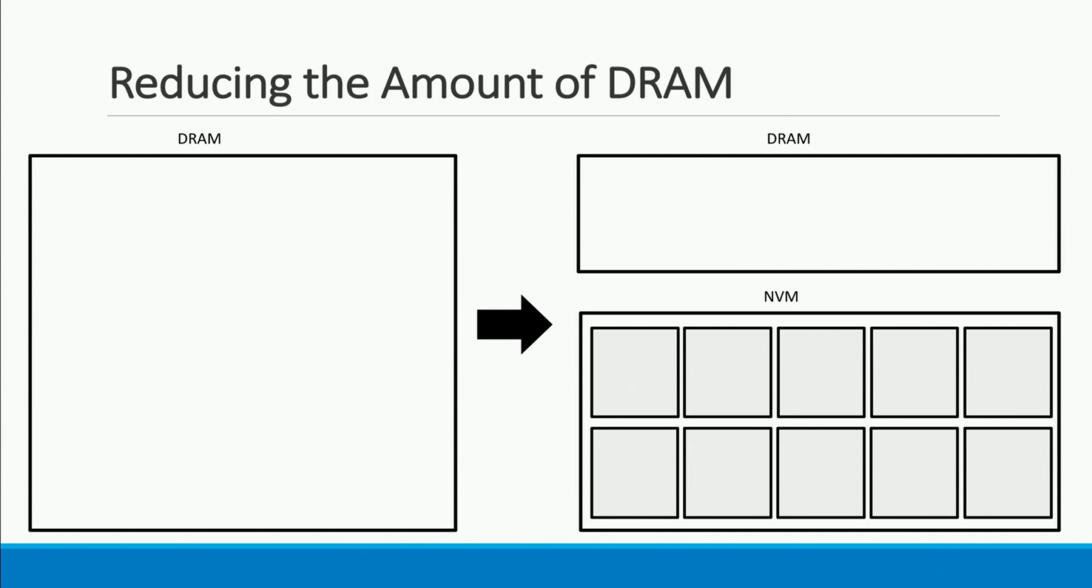Just to give you an idea about what I mean by replacing DRAM with NVM, the idea is instead of storing all the embedding tables in DRAM, to only keep a very small layer of DRAM as a cache, and then store the embedding table in the NVM.